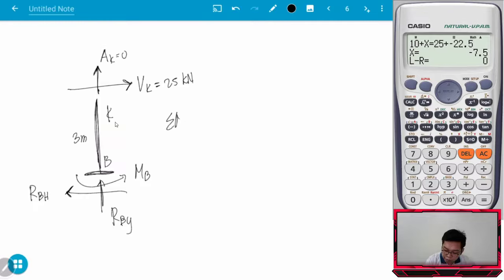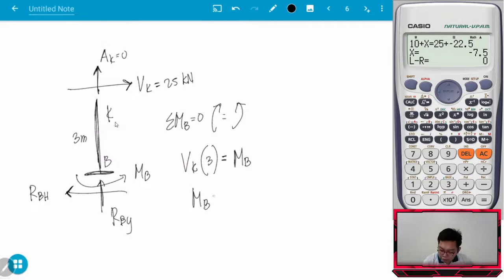So, summation of M at B is equal to 0. Clockwise is equal to counterclockwise. Ano yung clockwise moment natin? You have VK multiplied by 3 m, no? 3. That must be equal to the counterclockwise moment. Ano yung counterclockwise moment natin? We have MB. Okay? So, MB is equal to, ang VK natin is 25, di ba? So, 75 kilonewton meter. Okay?